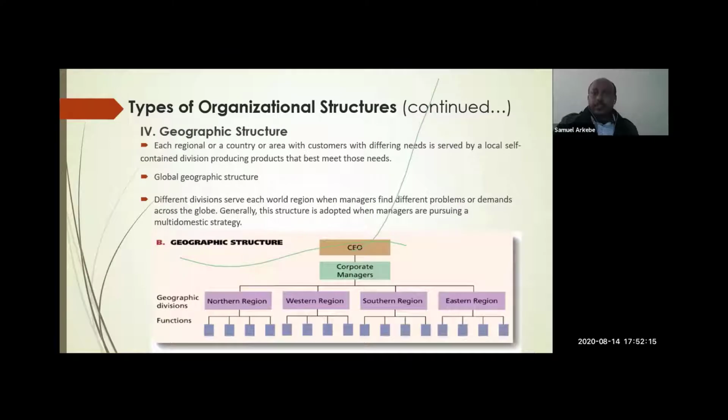Then the geographic structure. Now this one focuses on the geographic areas of a company, or where it operates, or where the market is. So it's focused on the geography. The geographic divisions could be like north, west, south, east, south-east, south-west. And this kind of area type of structure is called geographic structure.